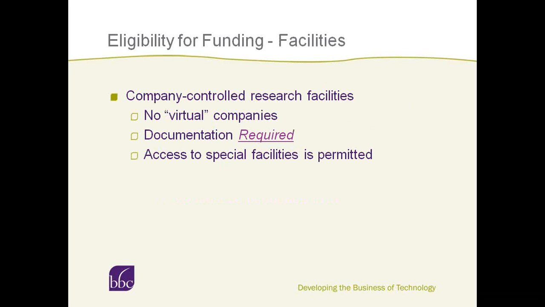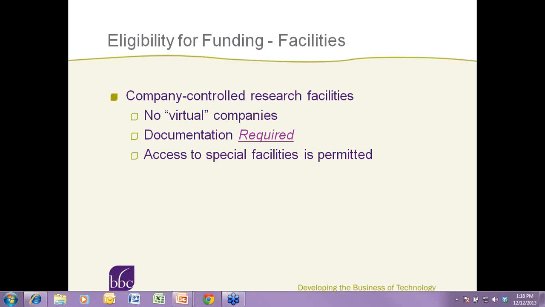So part of that eligibility involves the company itself and its research facilities. Virtual companies are not eligible for SBIR. The expectation is that the companies will have facilities under their control that are appropriate for the proposed project. So you can imagine that the facilities are very important for a company developing a software product versus a company developing a new pharmaceutical, for example.